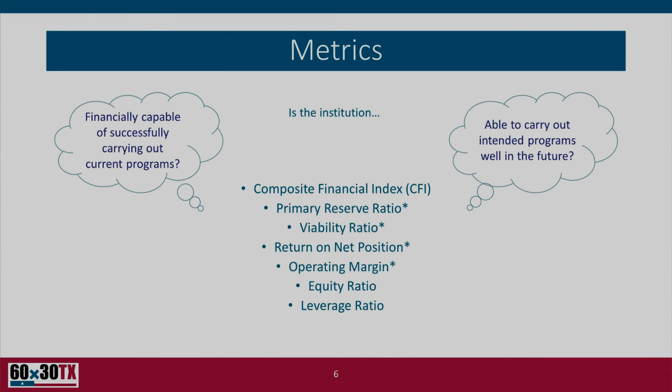Okay, the two big questions. And again, it was brought up in previous. Are we capable of carrying out our current programs, and are we capable of doing it into the future? To that end, we have 7 different ratios. You can see them: the composite financial index, primary reserve ratio, viability ratio, return on net position, operating margin, equity ratio, and leverage. Some of those from the for-profit world are the same name, but they're different. And we'll explain why in that case. But some of the things that you commonly hear in the for-profit world are embodied within this report.